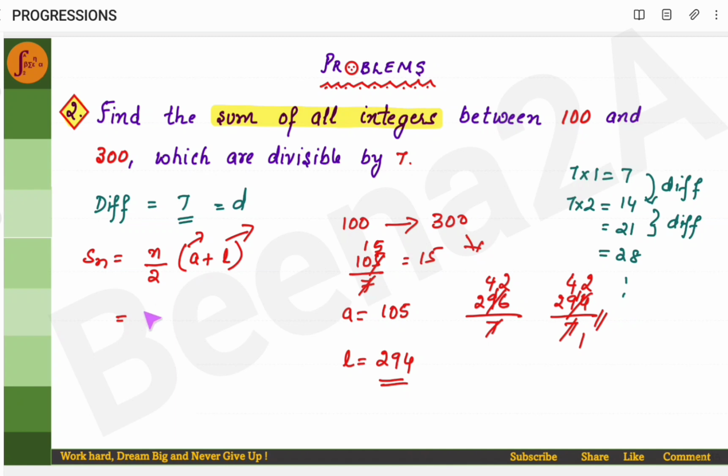Now let's substitute. We still don't know what n is, so let's leave it like this. A we know, A is 105. Last term we know, 294. So this is n by 2 into 399. How do we figure out n? Let's use the term formula now, because we know the last term, the first term, and the difference, which is 7. Using these, let's try to figure out n.